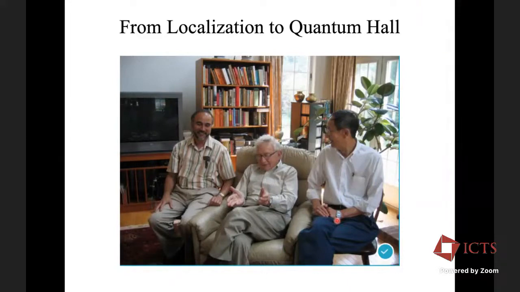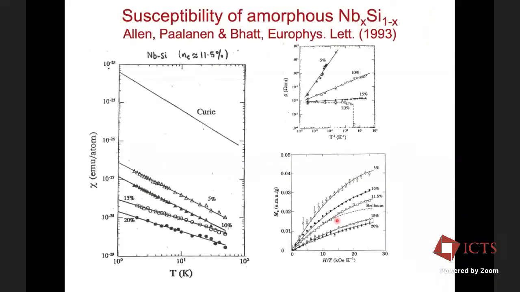Yeah, I had a question regarding your niobium silicon data. Can you just go to that slide? Sure, absolutely. Two slides back. Yeah. Now the insulating part of this magnetization, etc. Because for the phosphorus doped silicon, you had a theory for M versus H as well, right? For the insulating side.